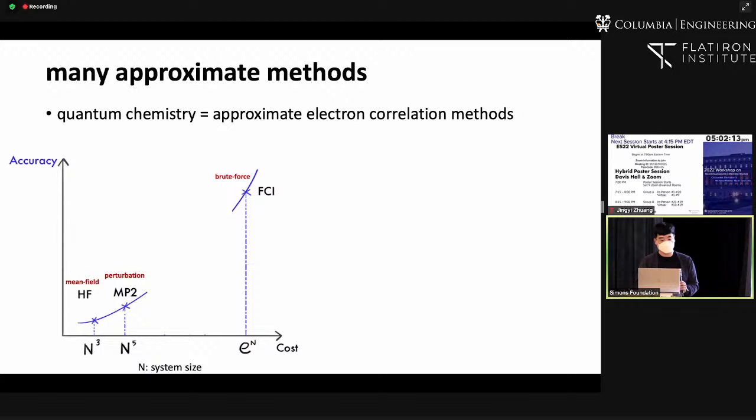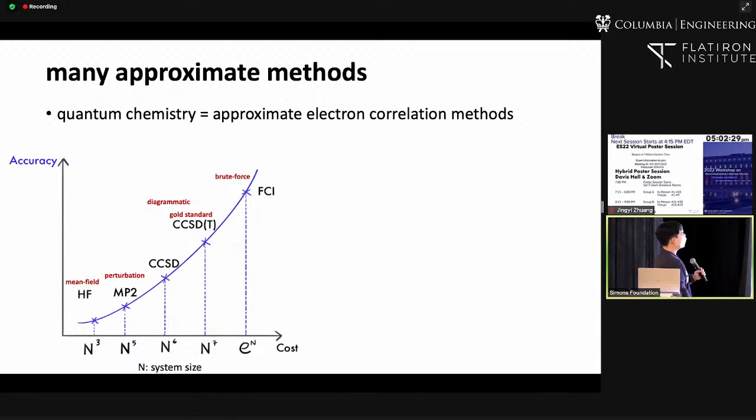And that's an n to the 5th scaling method. And then we have diagrammatic methods under the umbrella of coupled cluster methods. They are formally infinite order perturbation theory. It's more expensive than MP2, but it is more accurate than MP2 in a lot of cases.